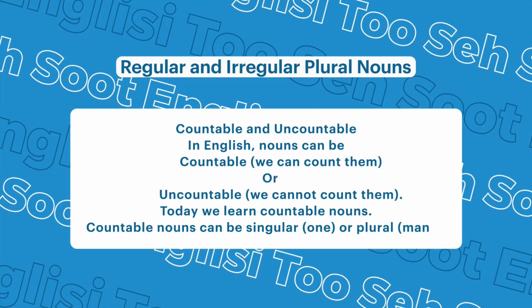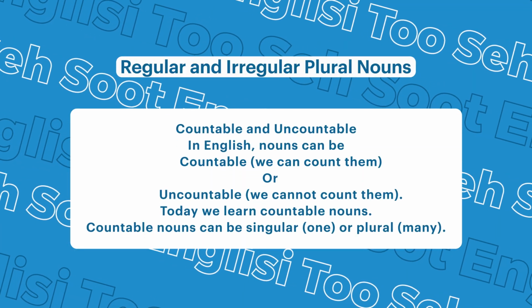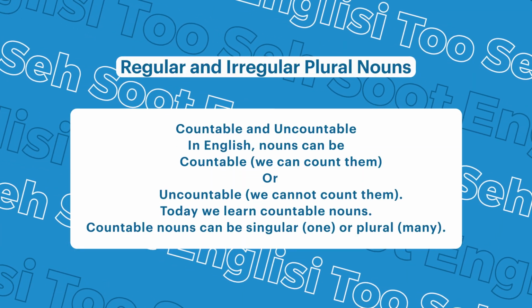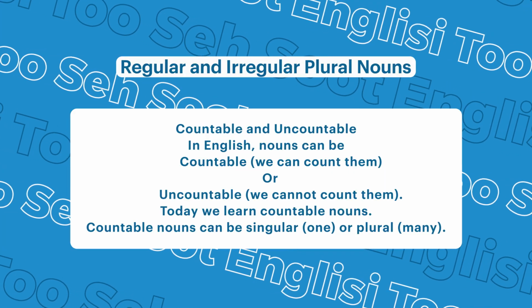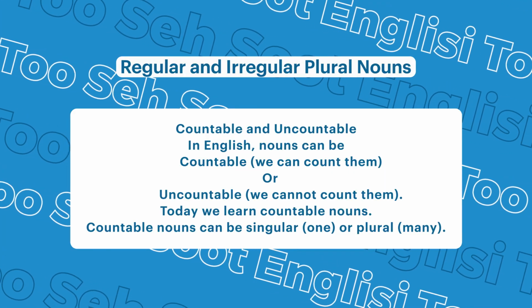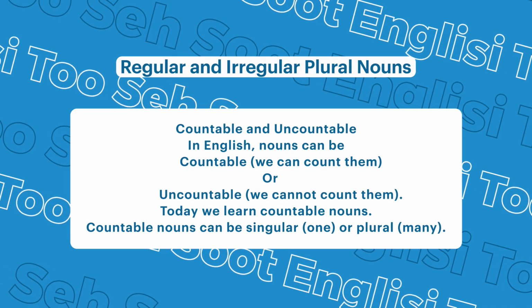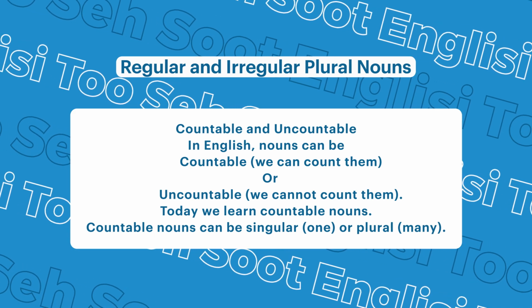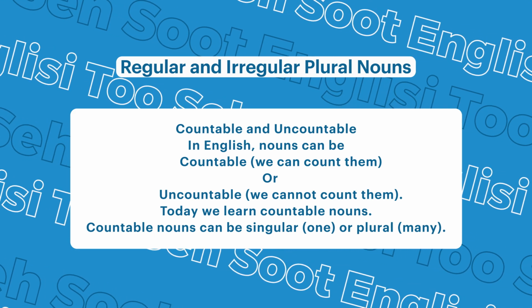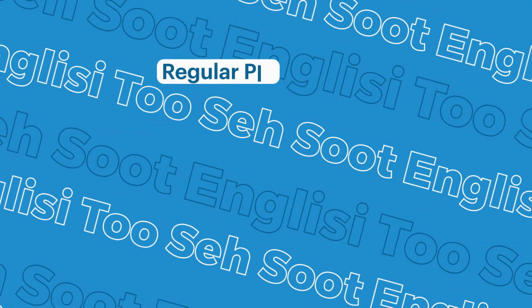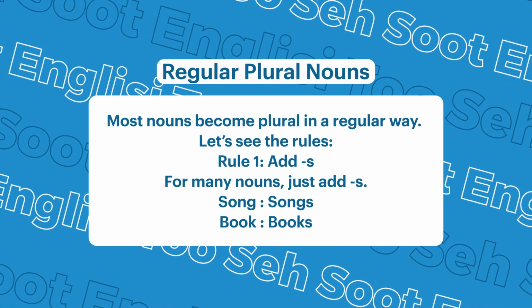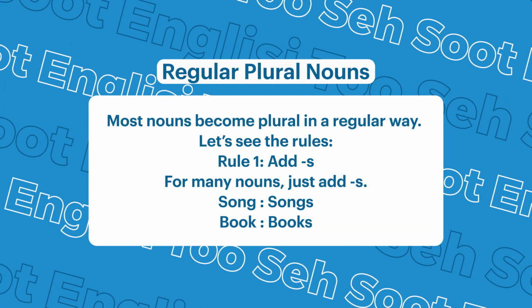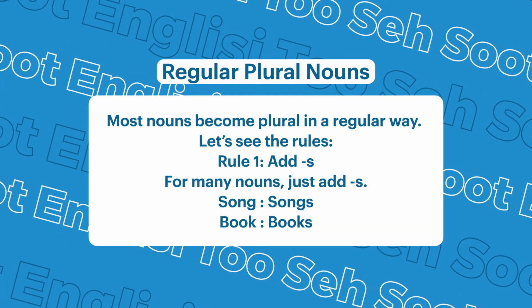Regular and irregular plural nouns. In English, nouns are either countable, meaning we can count them, or uncountable, meaning we cannot count them. Today we will focus on countable nouns. Countable nouns have two forms, singular, one, and plural, many. Regular plural nouns. The majority of nouns form their plural form in a predictable way. Here are the guidelines. Rule number 1.